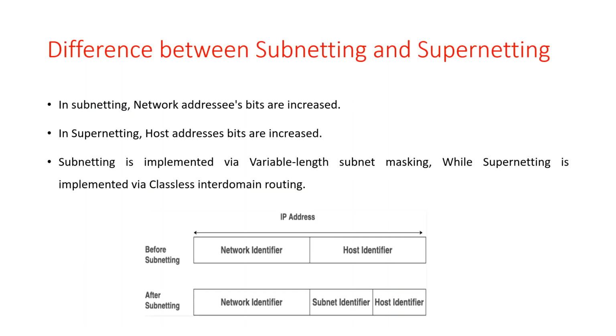Okay, the next part is the difference between subnetting and supernetting. Subnetting is the procedure to divide the network into subnetworks or small networks. But supernetting is the procedure to combine small networks into a large space. In subnetting, the network address bits are increased, but in supernetting, host address bits are increased.